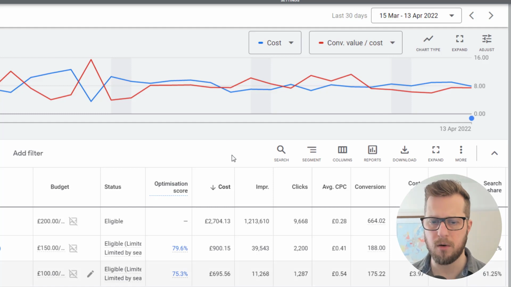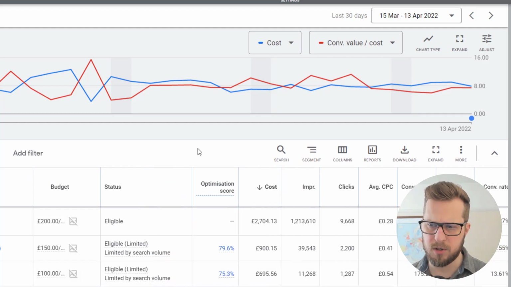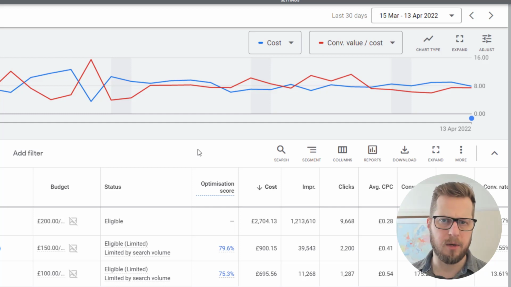So how do we manage our smart bidding so it makes sense? I've just jumped into an account, but this one isn't budget limited. So let's talk about budget limited really quickly. There's two scenarios of budget limited. By that, I mean you've set a budget, you're spending it, and Google's telling you can spend more.